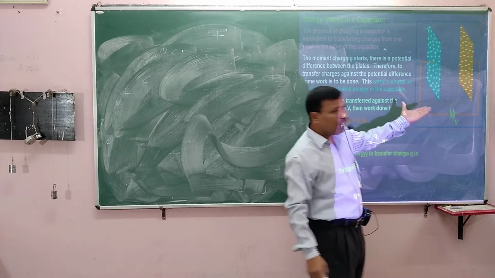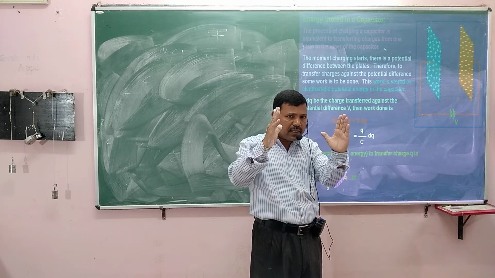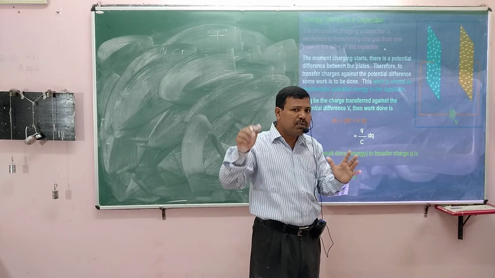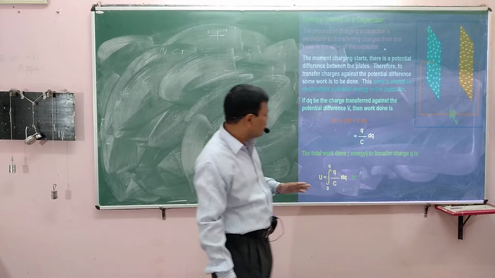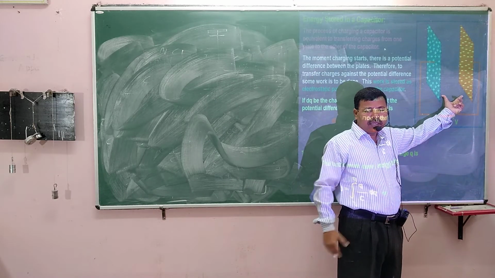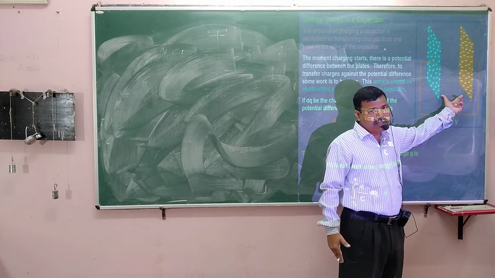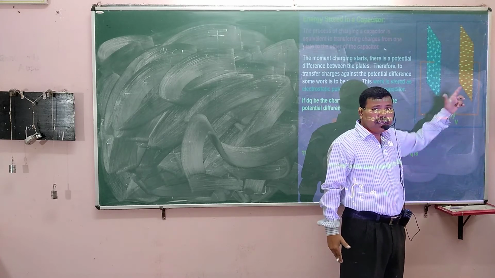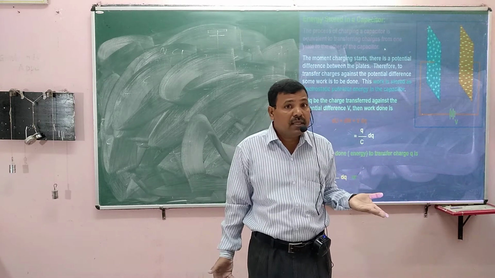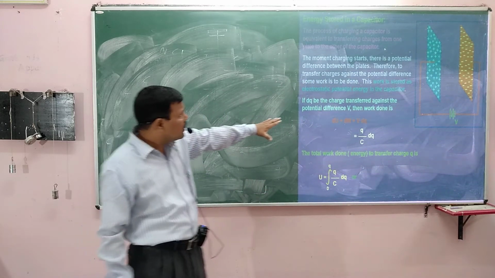The other day we learned that the capacitance of a parallel plate capacitor with a free space C is equal to epsilon naught A by D. When this space is filled with some dielectric substance like mica, glass, then the new capacitance would be K times the previous capacitance. Fine.